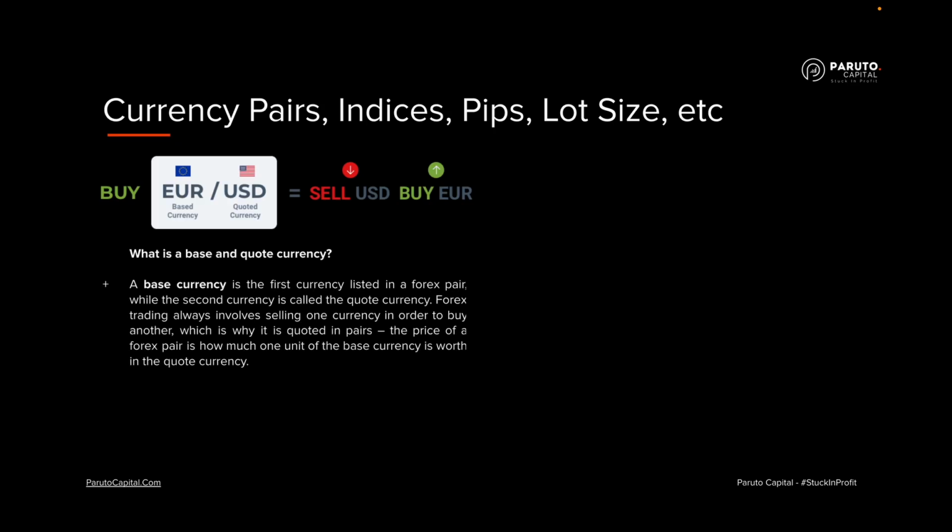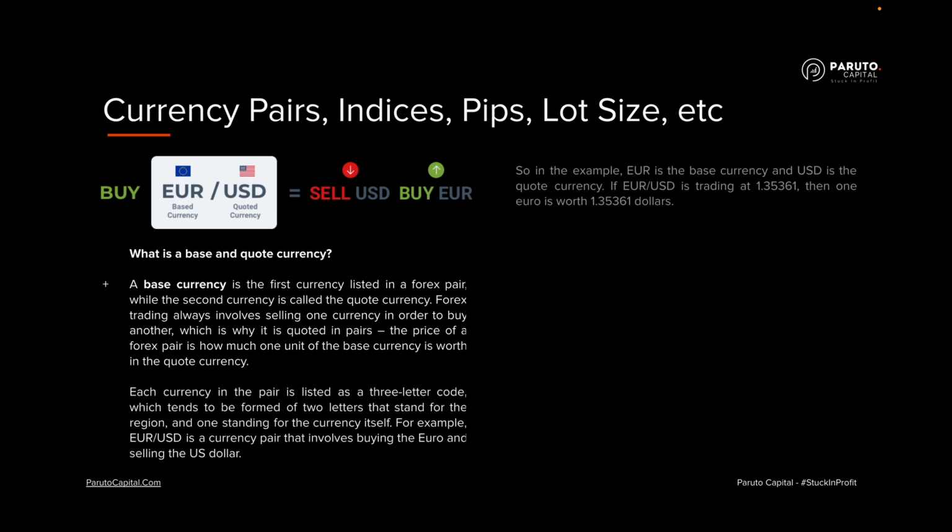Now, what is a base and a quote currency? A base currency is simply the first currency listed in a forex pair, like we have just above here. So this is the base currency, and what you have on the right is the quoted currency. Essentially, forex trading always involves selling one currency in order to buy another one, which is why it is quoted in pairs, right? So the price of a forex pair is how much one unit of the base currency is worth in the quoted currency.